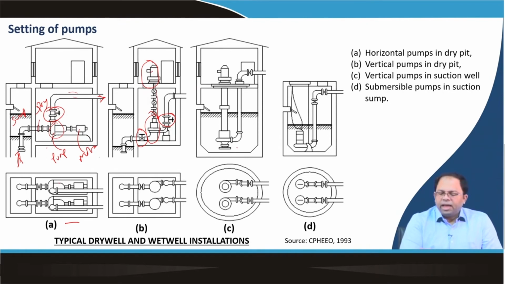And similarly, we can have vertical pumps in a suction well. So, the pump itself is over there, and this is a dry well, and this is inside the suction well. The pump could be there, and the motor is outside, and the next one is a submersible pump in a suction sump. That means the entire pump is actually submerged. So, there could be that kind of system as well. There are different kinds of setups that we actually see inside pumping stations.